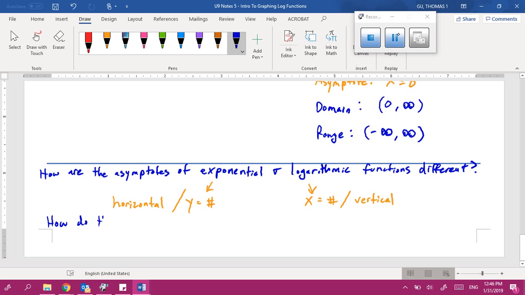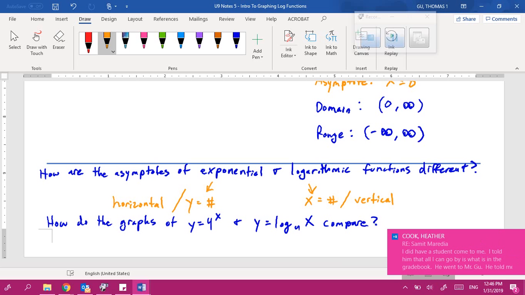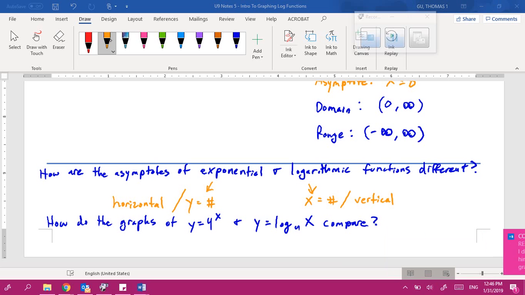How do the graphs of y equals 4 to the x and y equals log base 4 of x compare? What is the relationship between these two graphs? Y equals 4 raised to the x and y equals log base 4 of x. They're inverses, that's right. That's all you got to know. They're inverses.